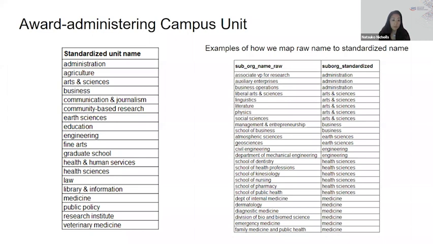In the current release, we have 19 categories as shown on the left side. And this is the result of information collection and research by student research assistants and consultation with faculty members at IRIS. What I show here on the right-hand side are some examples of how we map raw data to cleaned, standardized categories.